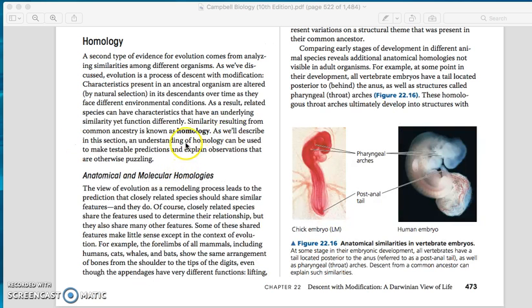In this section, an understanding of homology can be used to make testable predictions that explain observations that are otherwise puzzling. Anatomical and molecular homologies. The view of evolution as a remodeling process leads to a prediction that closely related species should share similar features, and they do. Of course, closely related species share the features used to determine their relationship, but they also share many other features. Some of these shared features make little sense except in the context of evolution. I'm confused at this part. How can features be shared and show relationships between species, but also make little sense? I'm going to move on.